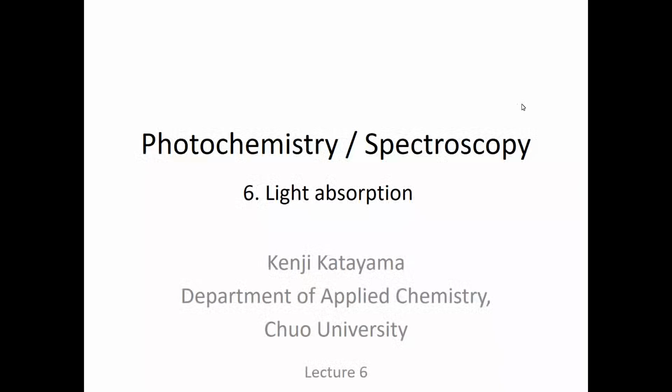In lecture 6, we are going to study light absorption, which is one of the targets for us. And in the previous 2 lectures, we studied the transitions of rotational energy state and vibrational energy state. And I mentioned that these transitions affect the light absorption, and they could be answered here.